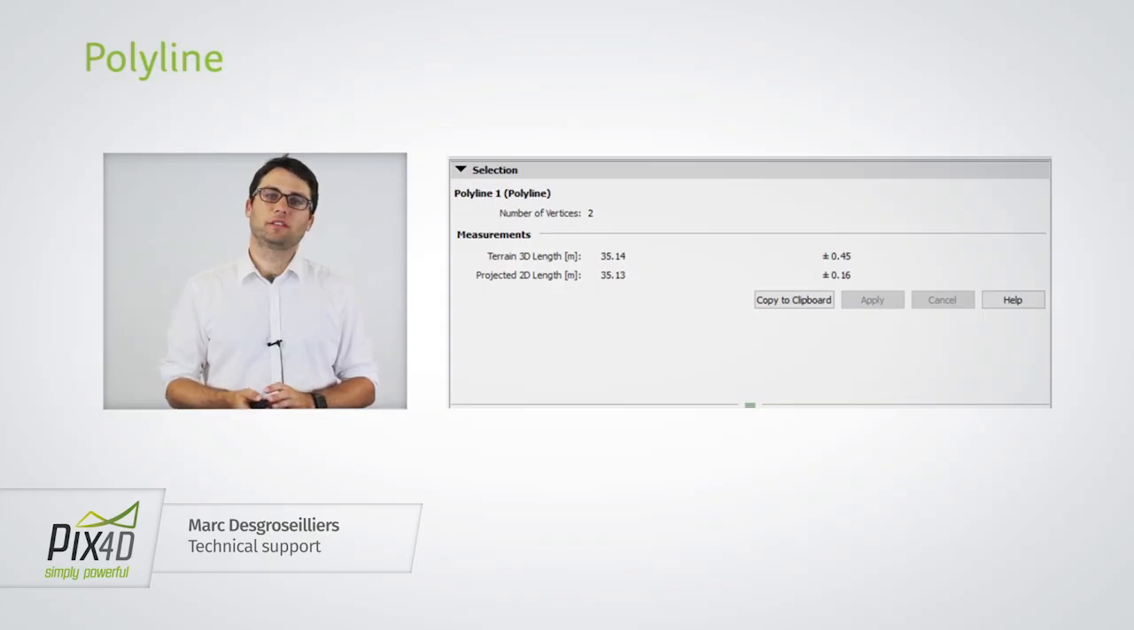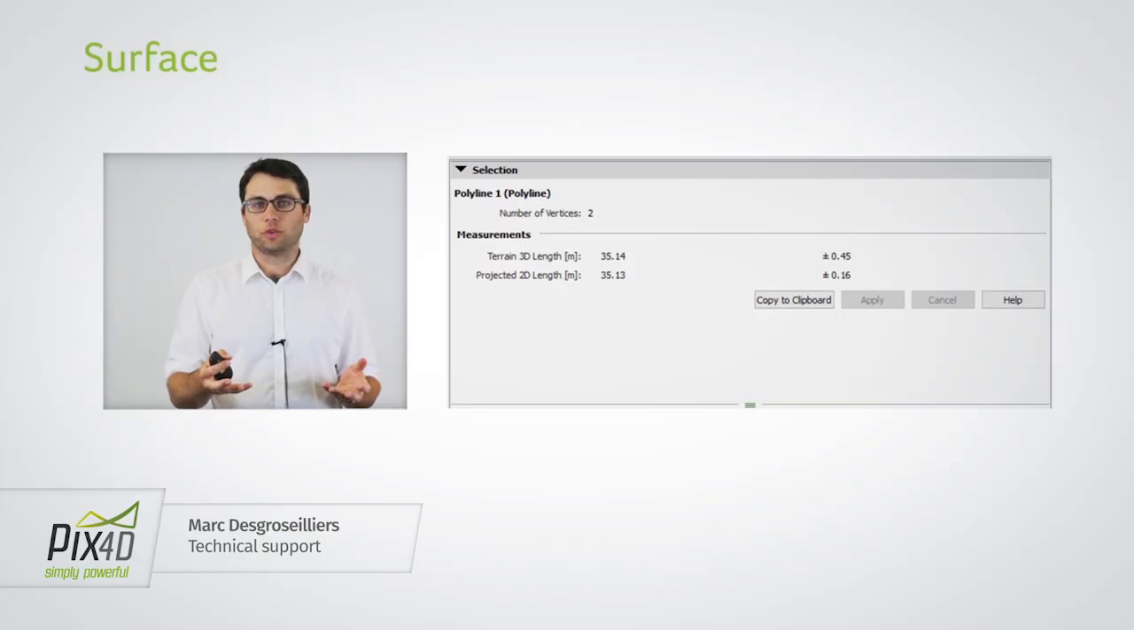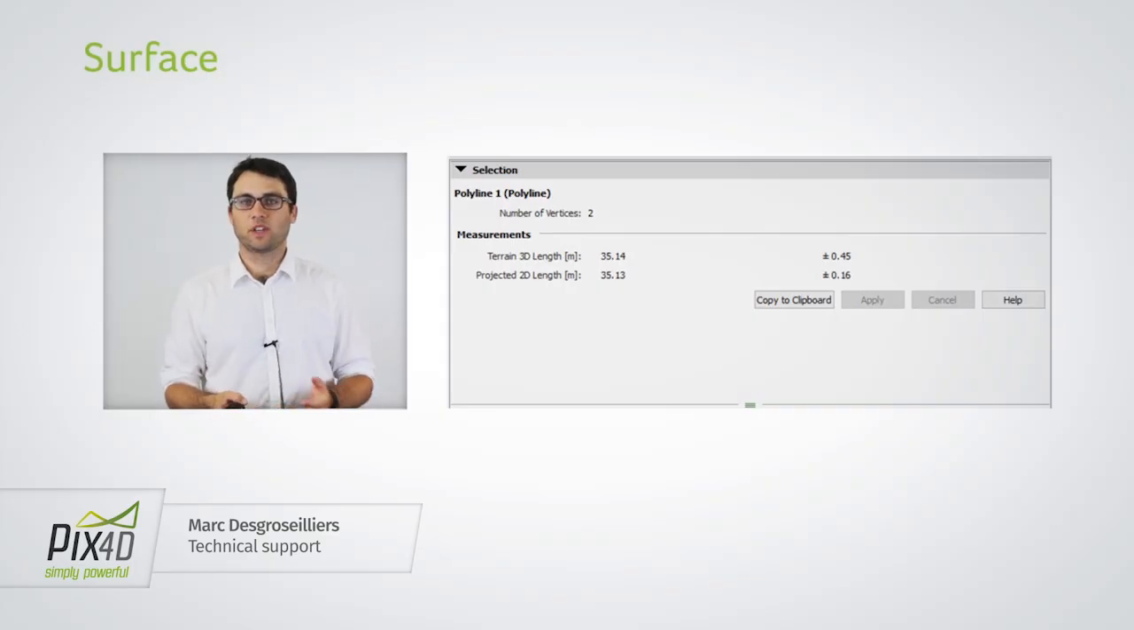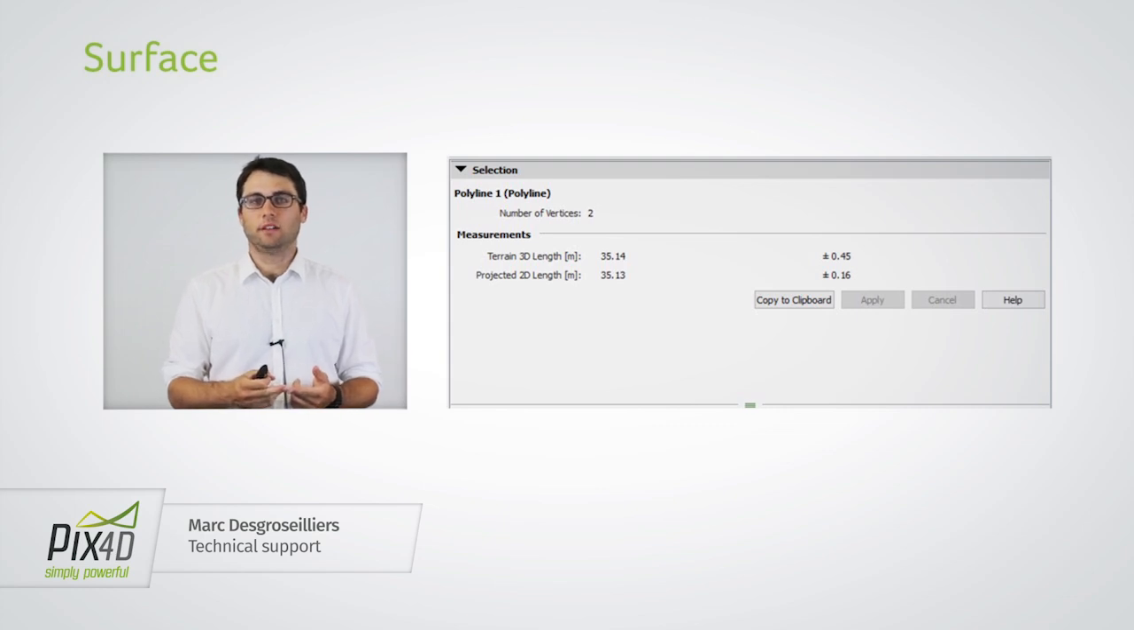The surface object is quite similar in the sense that you will insert a surface and you will get the 2D and 3D length and area. So what do we mean by 2D length, 3D length? Well, the 3D length will take into account all 3 coordinates of your object, so X, Y, and Z. Whereas the 2D length or 2D area will only take into account the first 2 coordinates of your objects, that is the X and Y coordinates.